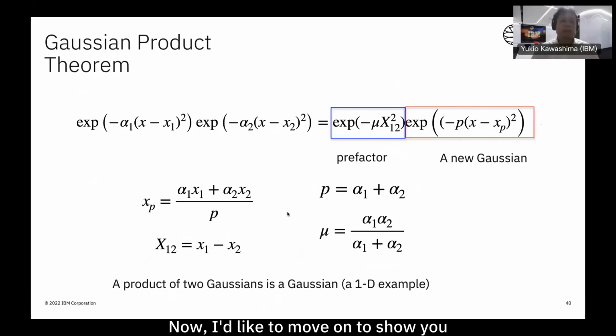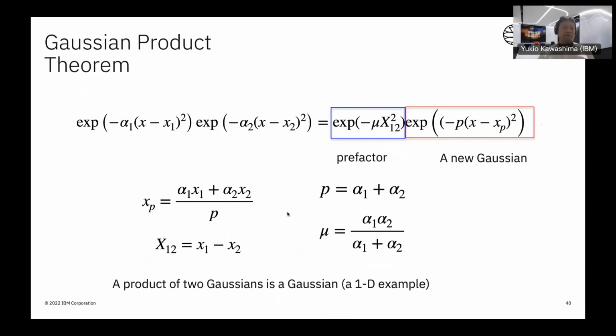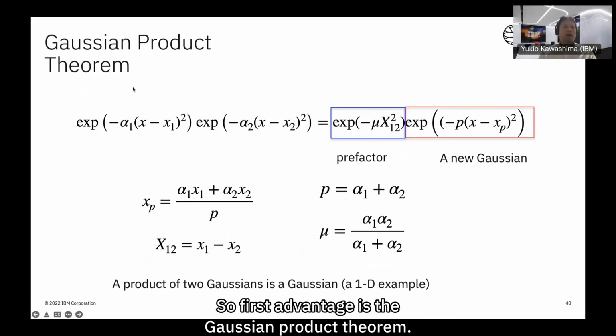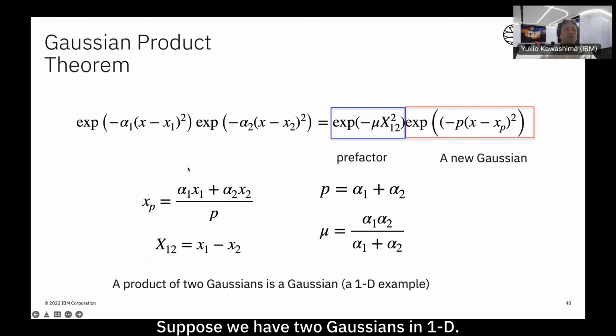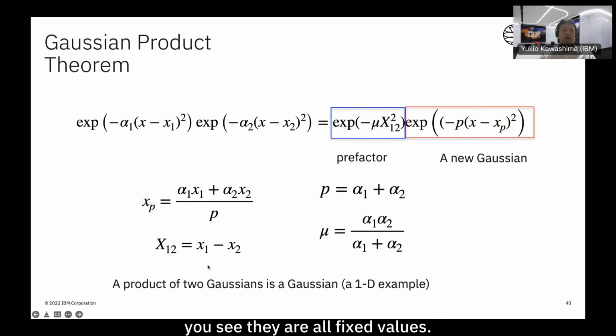Now I'd like to move on to show you why we're using Gaussian functions. So here's one of the advantages of using a Gaussian function. So the first advantage is the Gaussian product theorem. Suppose we have two Gaussians in 1D. So we can combine these to make one Gaussian function with a prefactor. If you see the prefactor and if you look at mu and x, you see they are all fixed values. So this will be a constant. So we have made two Gaussians into one.